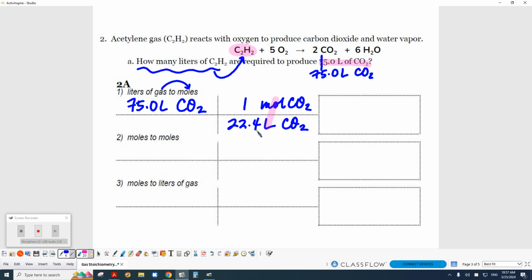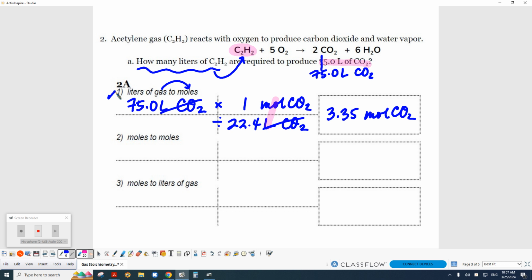And now we use our calculator. We multiply by the top and divide by the bottom. 75.0 times 1 divided by 22.4 gives us a numerical answer of 3.35, but more importantly, this gives us moles of carbon dioxide, because liters have now canceled out. Step 1 completed.